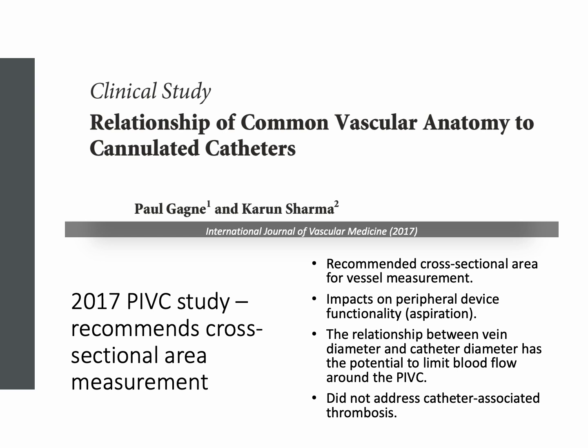This study from 2017 focused on the cross-sectional area measurement of peripheral veins with PIVCs for aspirating blood. Their recommendations were to use a cross-sectional area for vessel measurement because what they found was that it impacted device functionality, particularly around blood aspiration from the device. The relationship between the vein diameter and the catheter diameter was a potential limit to blood flow around the PIVC. However, this did not address any catheter-associated thrombosis.